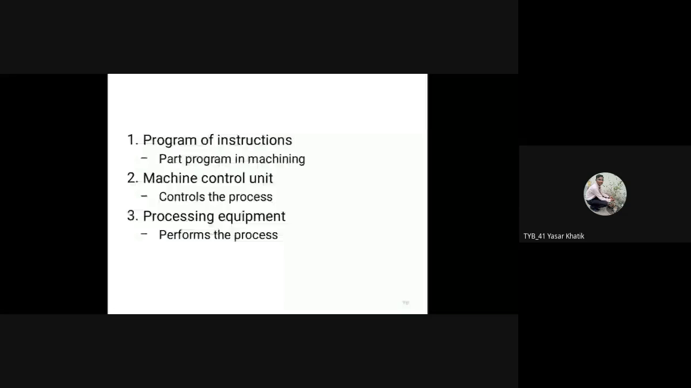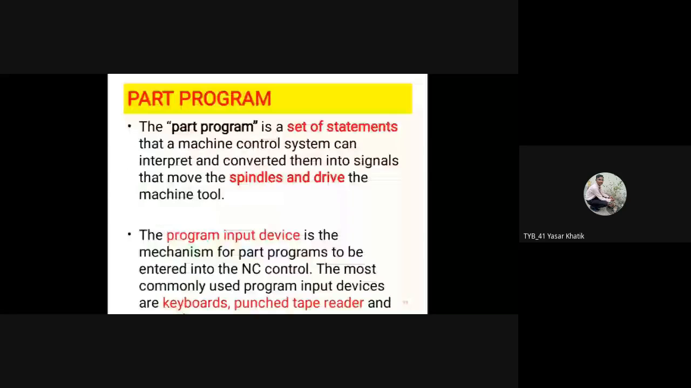Whatever part program we have made for that machining operation, we have to provide the part program. Then in the machine control, only controlling and processing is there. There is no creation, there is no addition, only controlling, and the last only performing, meaning only manufacturing. These are the major three elements. First, that is a part program. Okay, a part program is nothing but a set of statements.